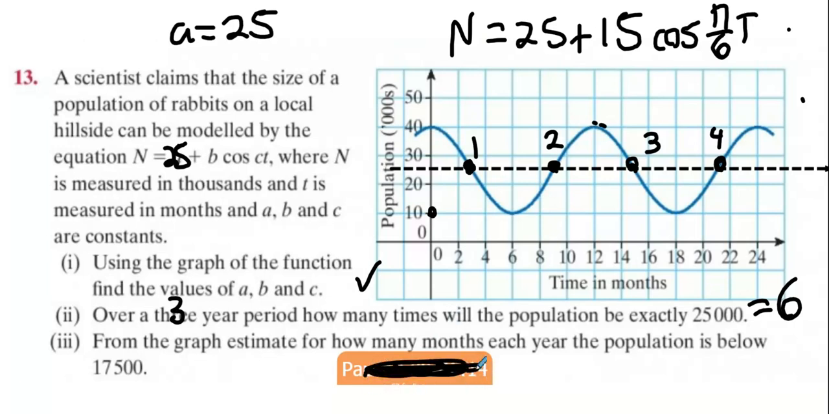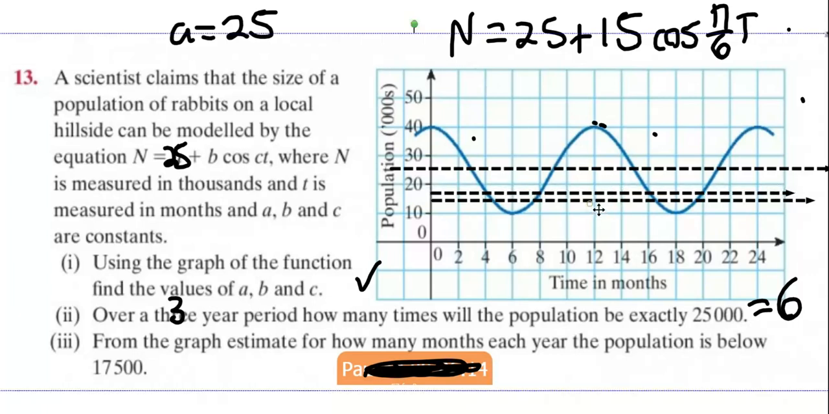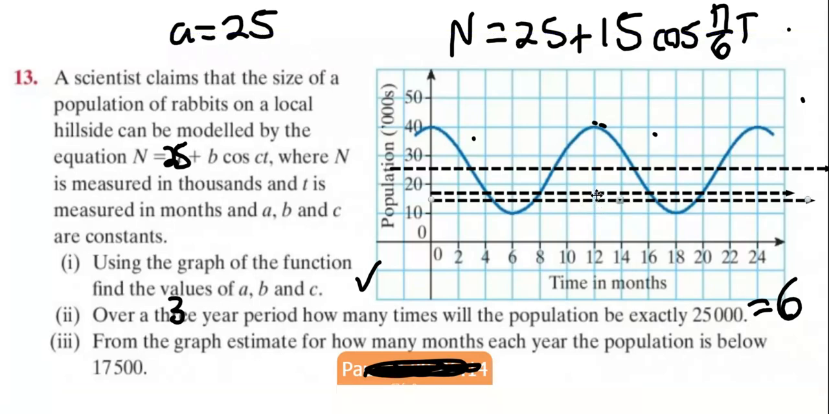From the graph, estimate how many months each year the population is below 17,500. How are we going to do that? Let's have a quick look at 17,500. Where do we think that's located? It's halfway of halfway, isn't it? It's 3/4 of the way up between 10 and 20. So I'm going to get rid of that bottom line. So guys, I'm going to delete that line there.